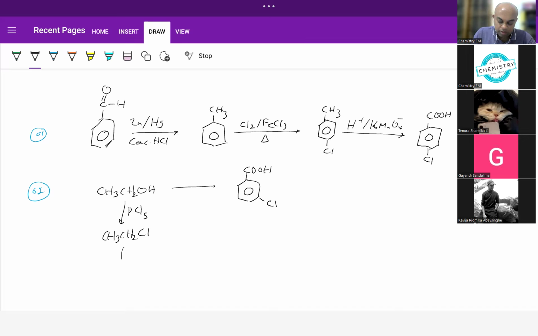How I do the Friedel Crafts reaction is, I will add the benzene ring and anhydrous AlCl3 while heating.